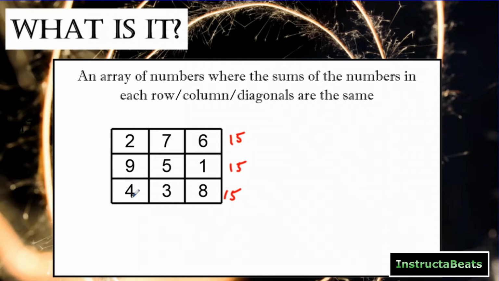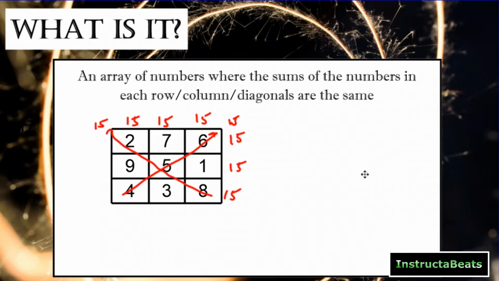If you add vertically, okay, if you add the columns, 2 plus 9 plus 4 would be 15. 7 plus 5 plus 3 would be 15. 6 plus 1 plus 8 would be 15. And then also the two diagonals also equal 15 when you add them together. So that's why it is like magic.